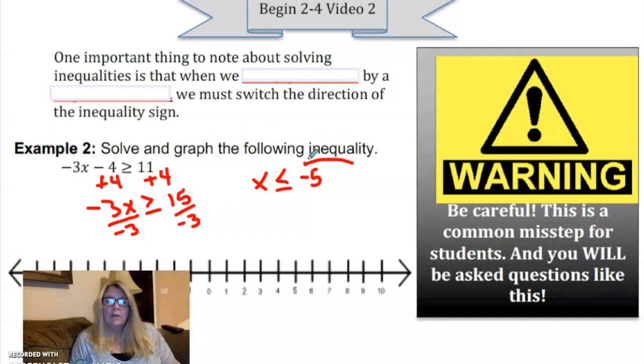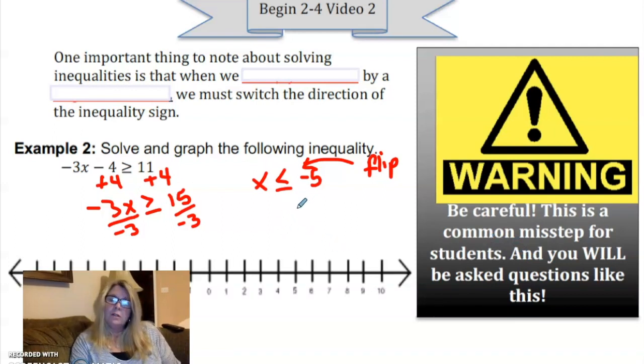So make yourself a note: flip, because that's going to be the mistake that you make the most. And there will definitely be questions like this on the mastery check and on the test. They'll always be there, because that's the most common mistake.